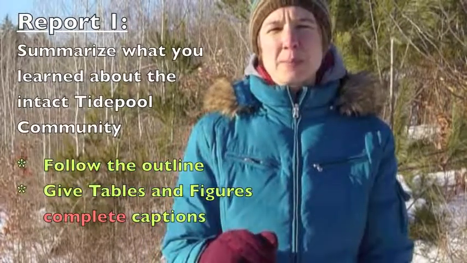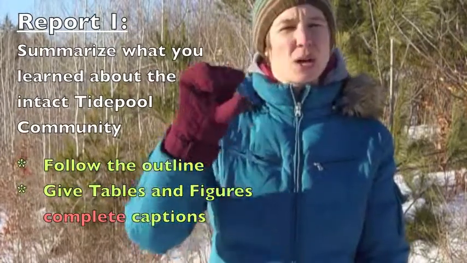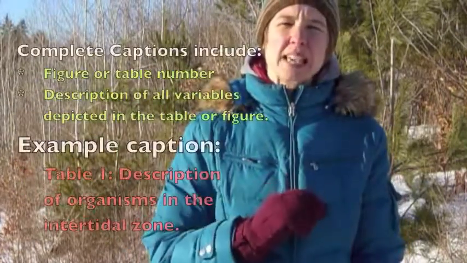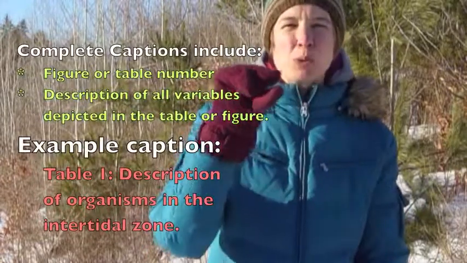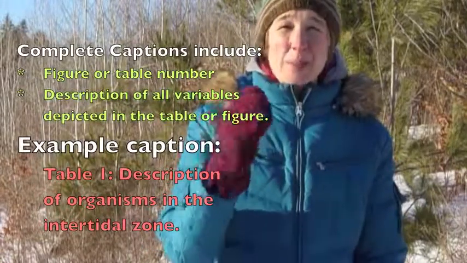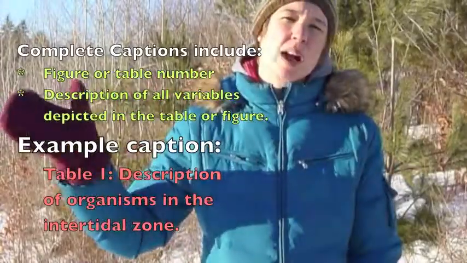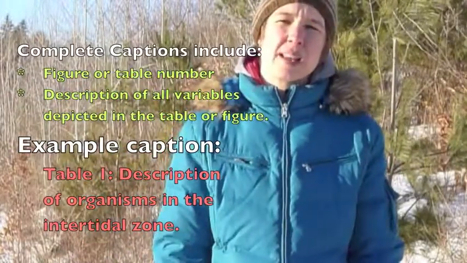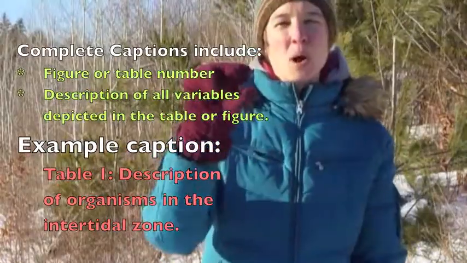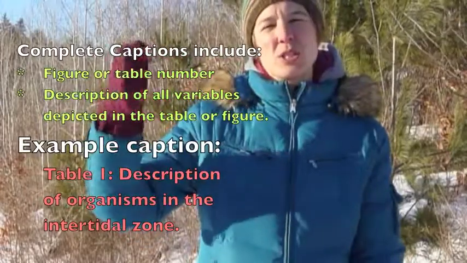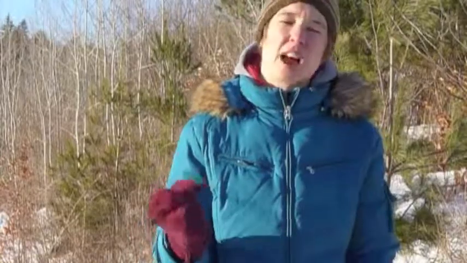So when you add tables and figures, make sure that each one has a complete caption. A complete caption starts with table 1 or figure 1, a colon, and then describes all the variables in that table. So it might be table 1, description of the creatures in the intertidal zone. And in that description, you'll list if it's sessile or not, if it's an echinoderm, if it's a mollusk, things like that.